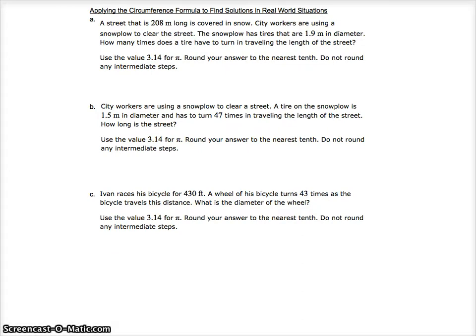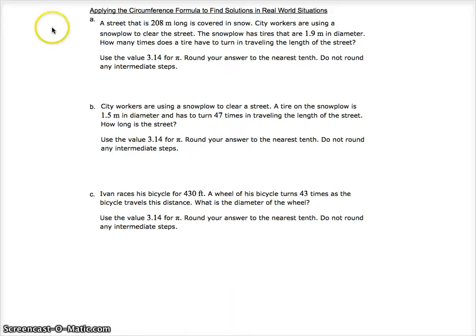Letter A says a street is 208 meters long, is covered in snow. The city workers are using a snowplow to clear the street. The snowplow's tires are 1.9 meters in diameter. How many times does a tire have to turn in traveling the length of the street?